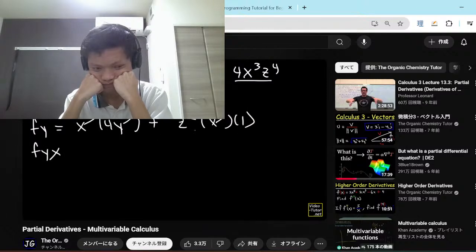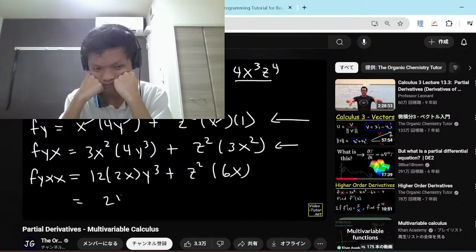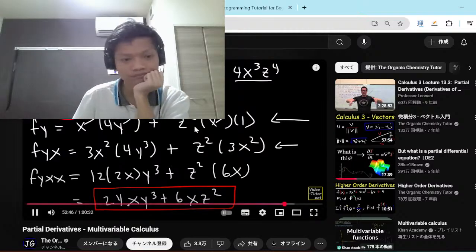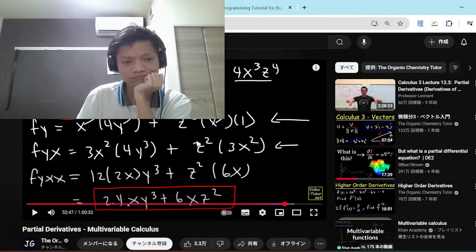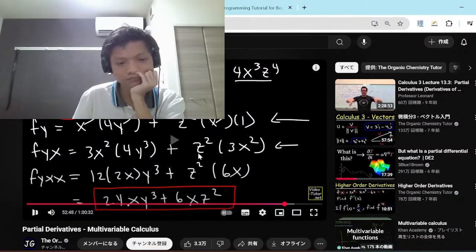Now let's find fyx. Let's differentiate this function with respect to x. The derivative of x cubed is 3x squared. Now let's differentiate that function again with respect to x. 3 times 4 is 12, and the derivative of x squared is 2x. And the derivative of 3x squared is 6x. So the final answer is 24xy cubed plus 6xz squared. So that's the third order mixed partial derivative, where we differentiate y first, and then x, and then x again.